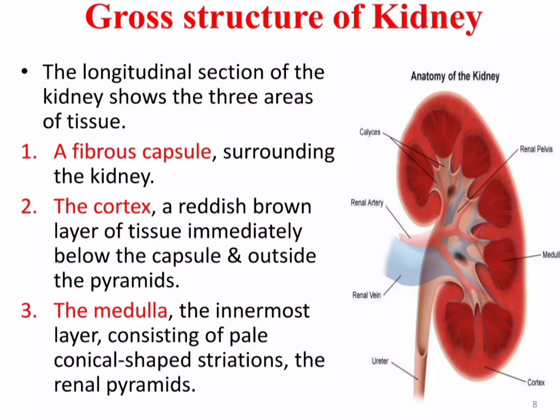Next is the cortex. It is a reddish brown layer of tissue. It is immediately below the fibrous capsule and outside the pyramids.